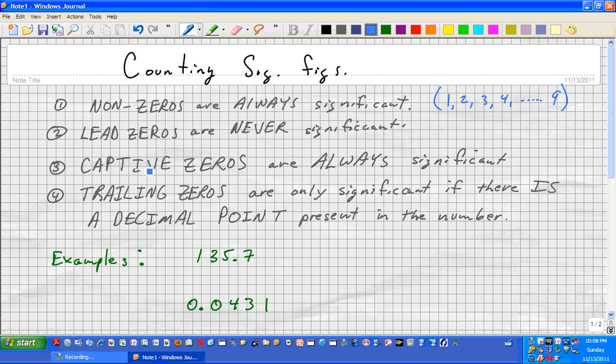Lead zeros are never significant. Lead zeros would be those zeros to the left of a number. So something like 0.0056. These guys would be considered lead zeros.